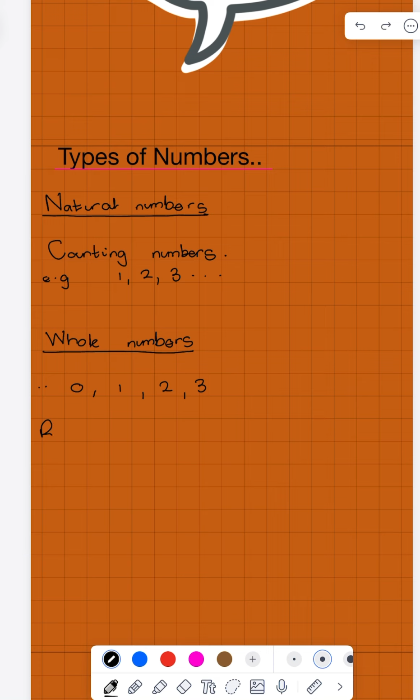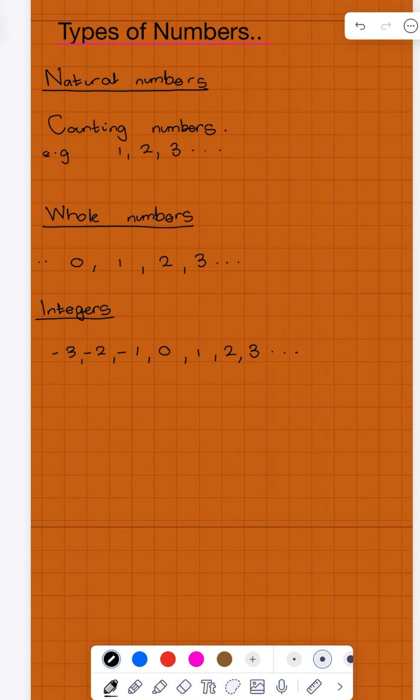Right, and then next we're going to look at what we call integers. Integers are positive and negative whole numbers, including 0. So we have 0, 1, 2, 3, and so on, and then on the left side we have -1, -2, -3. Just know that we have what we call integers. So these are positive and negative whole numbers, including what? 0.